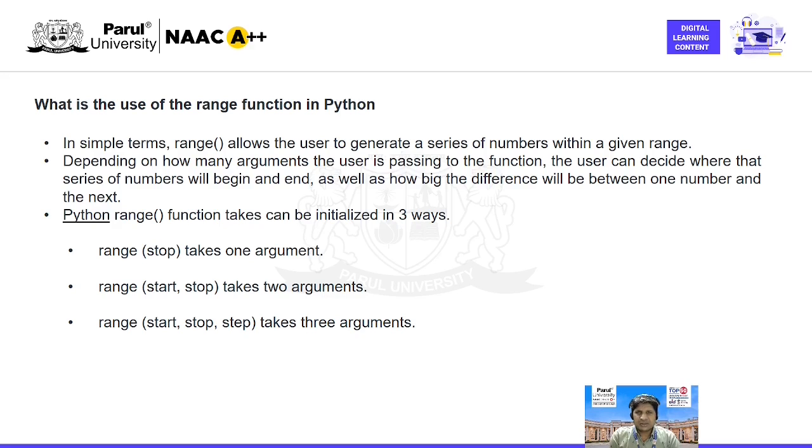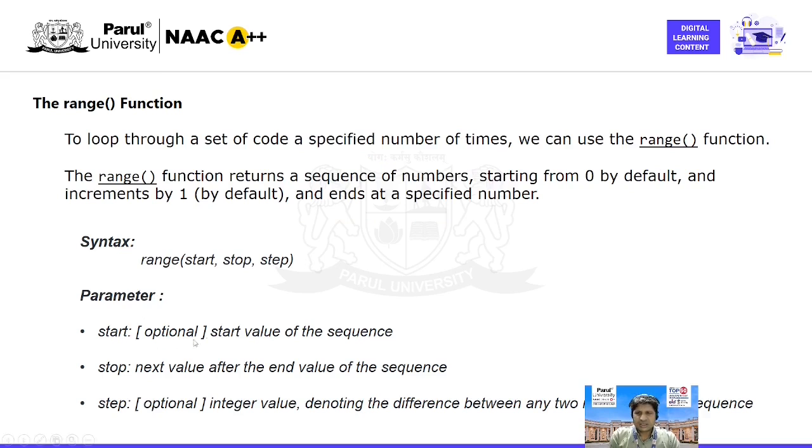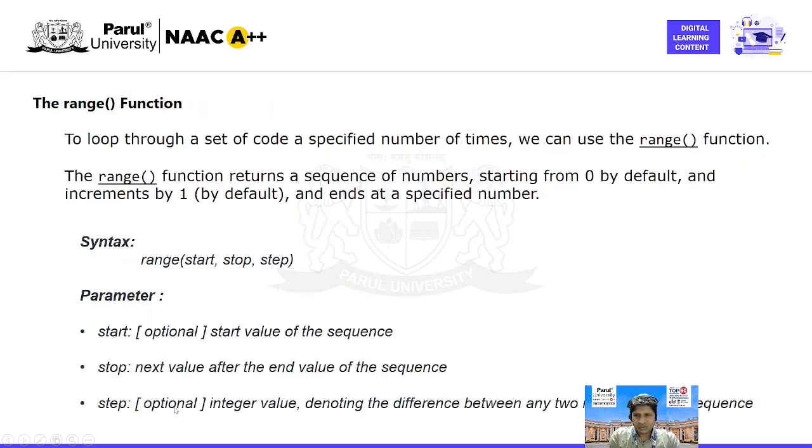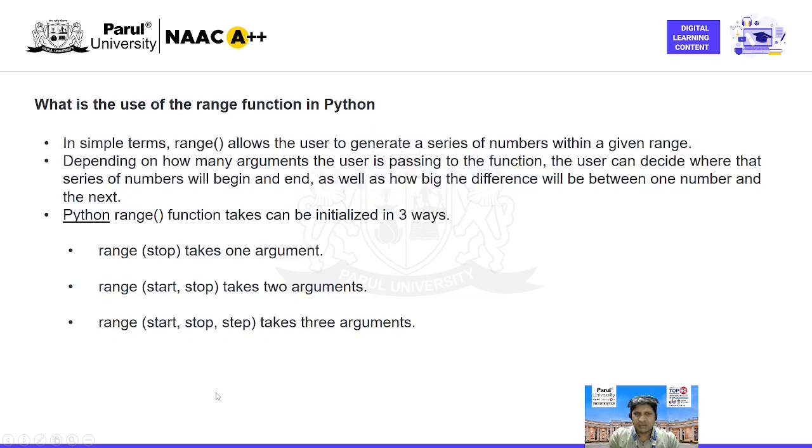Range is a function, so it also accepts arguments, parameters. The start is optional and the step is also optional. Then the user can maybe provide the start value or not. Optional means the user can maybe provide it or not. If the user does not provide it, then it is automatically taken as 0. If the step is not provided, then by default it is 1.